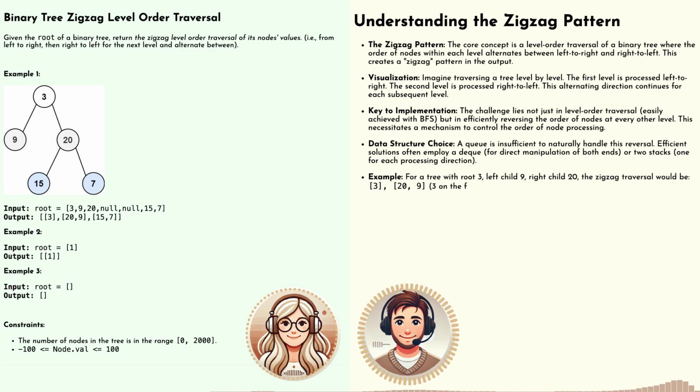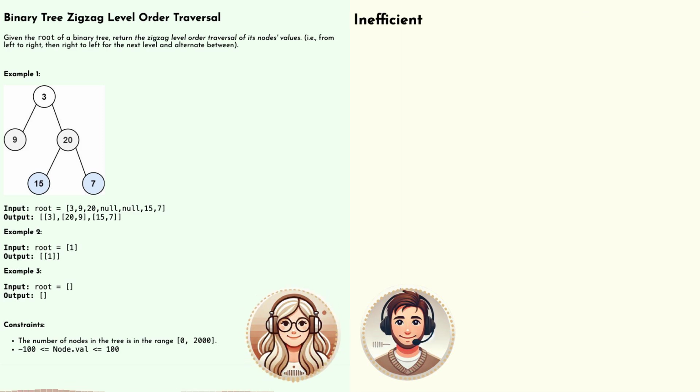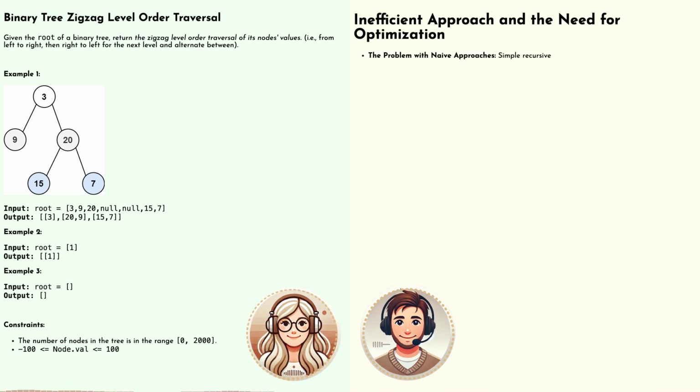I like to think of it like reading a page, but instead of going left to right on every line, you alternate directions with each line. You end up with this sort of weaving pattern through the tree. That's a great analogy. Now, I know what some of our listeners might be thinking.